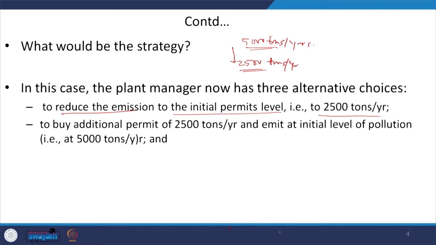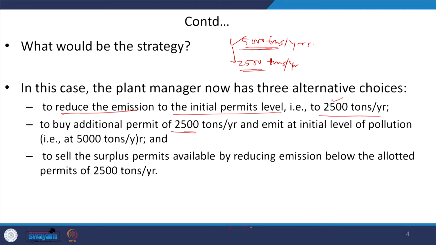The second one could be that the manager thinks, let's continue with the same 5000 tons of emissions per year. But obviously, the upper limit is 2500, that is the allowed limit. So for that reason, additional permits need to be purchased. How much? 2500 is the permit level, and it is right now continuing with 5000. So obviously, additional permits of 2500 tons per year need to be purchased.